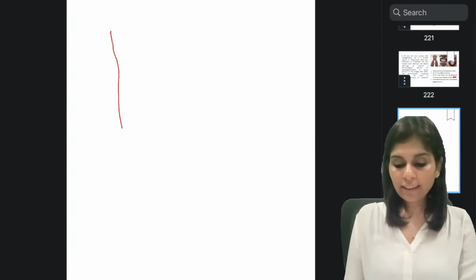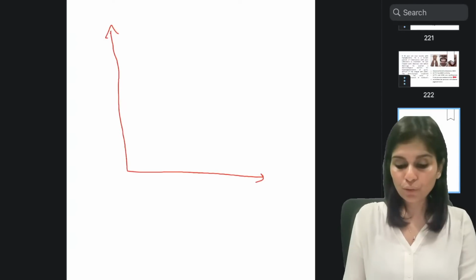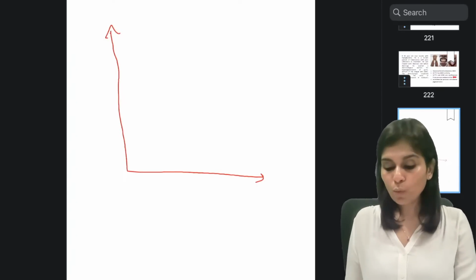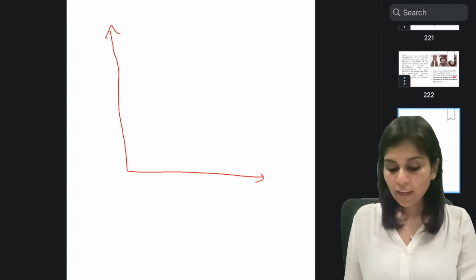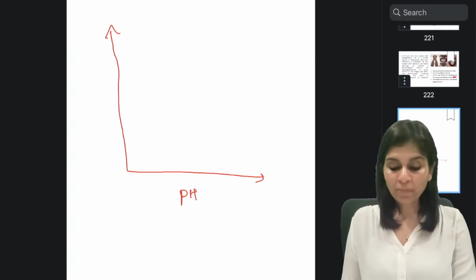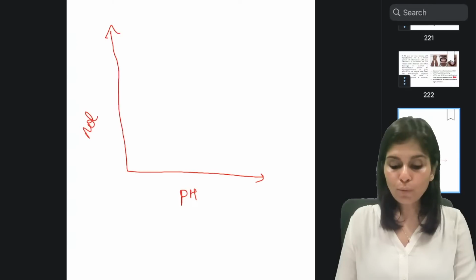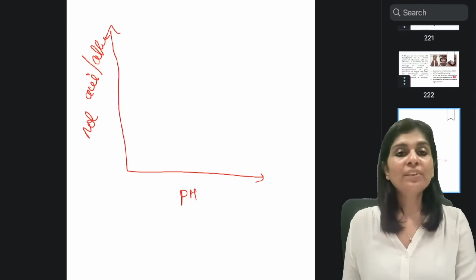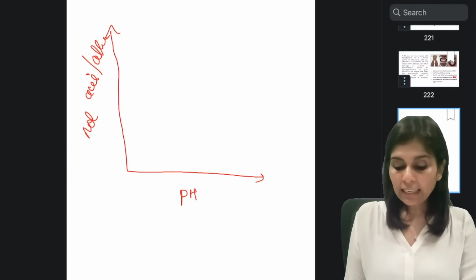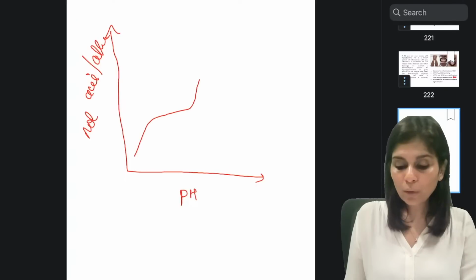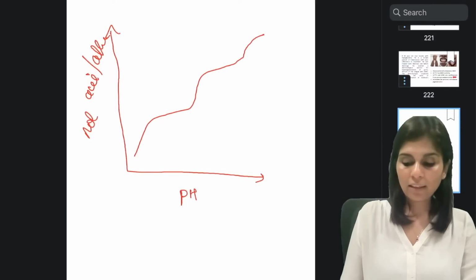So this is a titration curve that is often shown to you. And in any titration curve, you will be shown pH changes along the x-axis, and along the y-axis the number of moles of acid or alkali that you add. And the glycine titration curve will look like this.